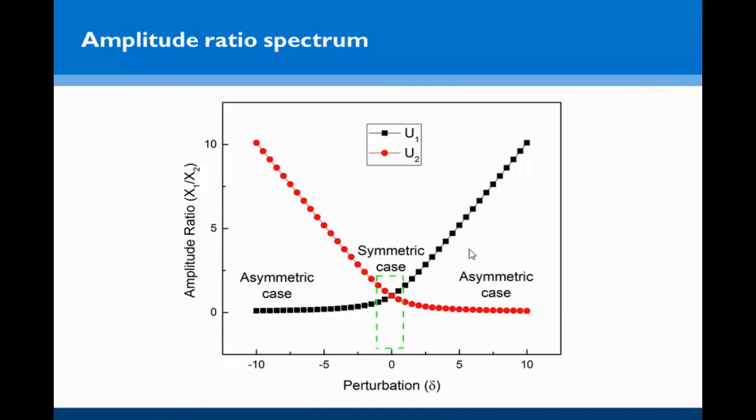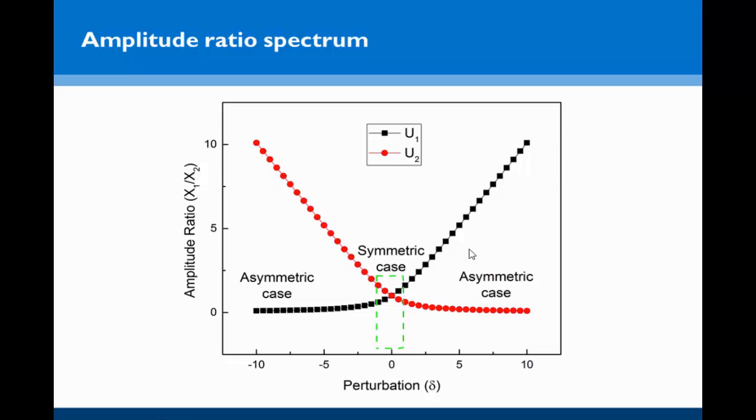Coming to the spectrum, we are going to be measuring amplitude ratios here. So how does amplitude ratio change with these perturbations that we're working with? In the center, we have the symmetrical case where there are no perturbations, and the amplitude ratio is 1, which means the vibration amplitude of both the resonators we're working with are equal. On either side, we've got the asymmetrical case where the vibration amplitude of one of the resonators is much larger than the other one.